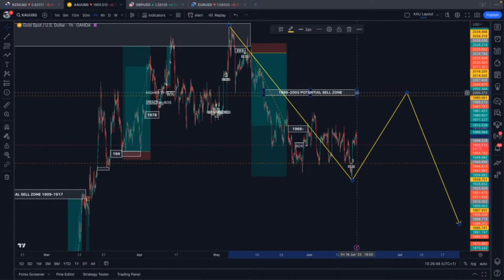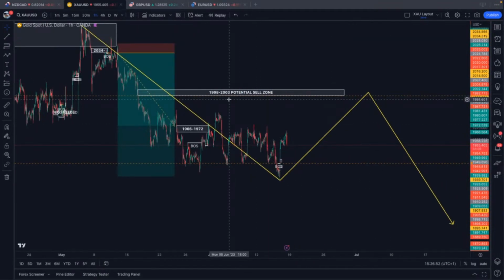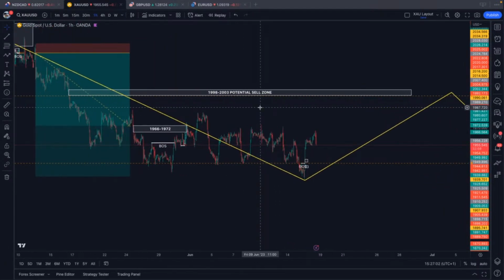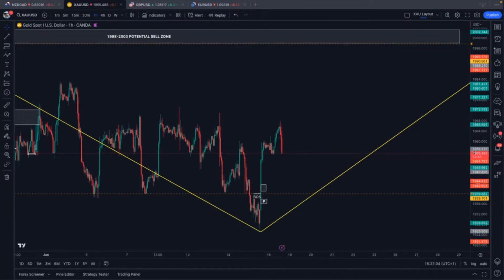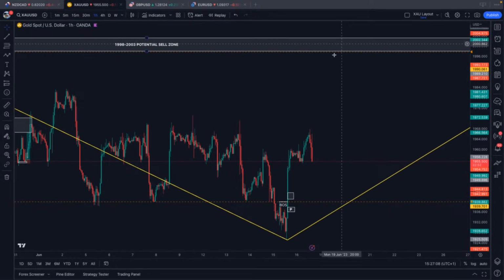So that is why I have highlighted this as a potential area to look to sell from. This is 100% valid. So if you haven't done so, please pause the video, or just take note of this area and price, because this is going to be an area we can look to short from. And I do believe that price is going to trade us long for the next few weeks until it trades us into this.